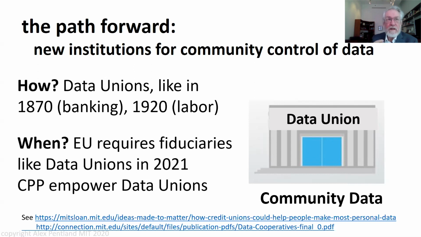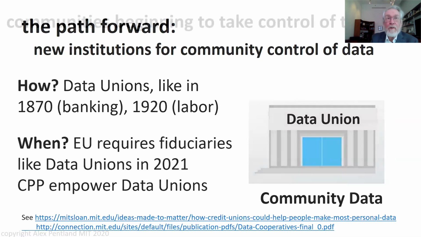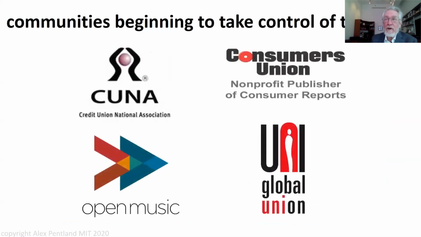So think of these like credit unions or labor unions, data unions. And the California privacy law also specifically empowers these to happen. And what I'm doing is I'm beginning to work with a number of entities. So we're helping the Credit Union Association, particularly in poorer communities, disperse loans to the communities, where the communities now have much more data about their situation and have the ability, therefore, to make better decisions.